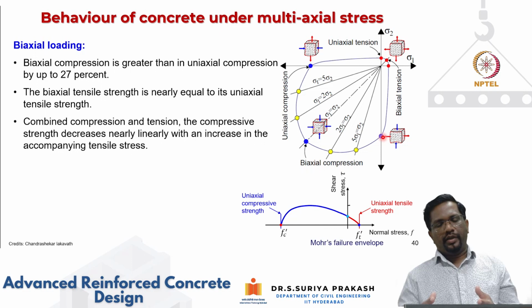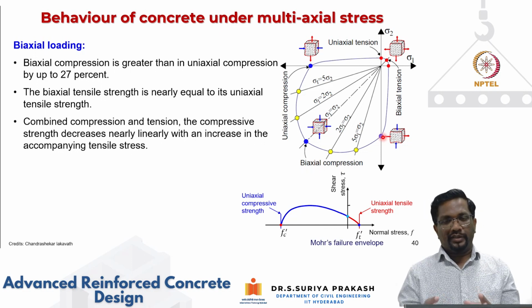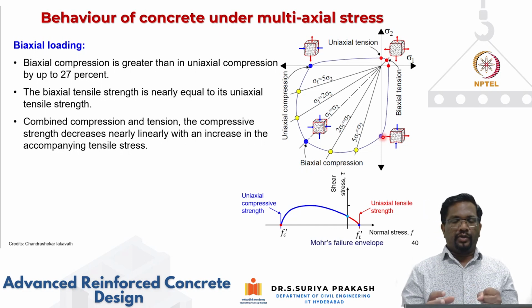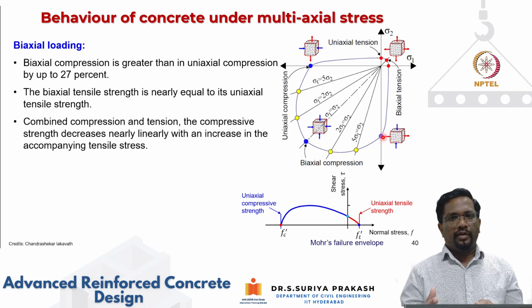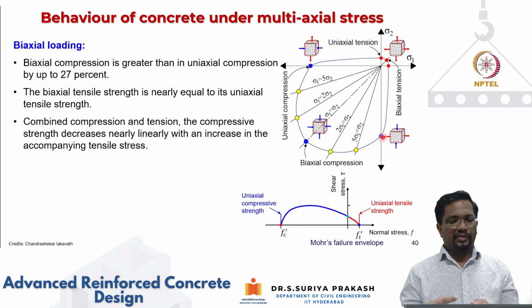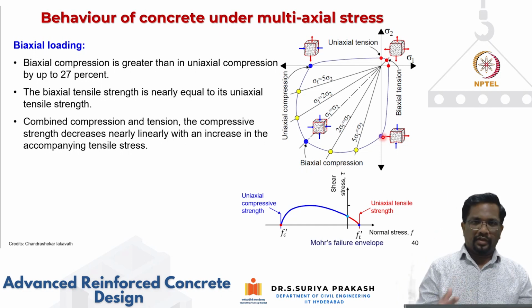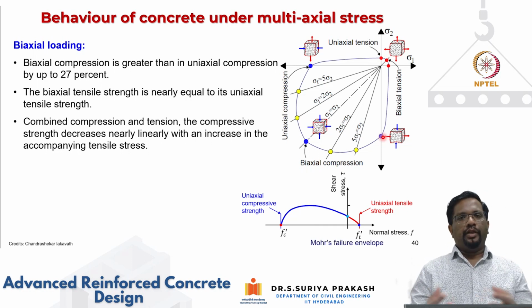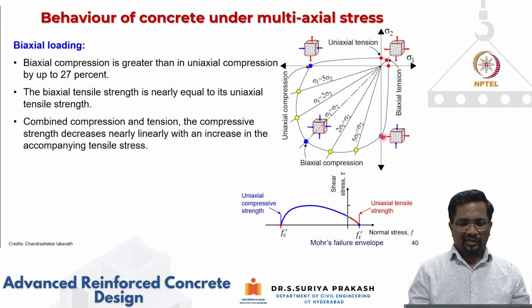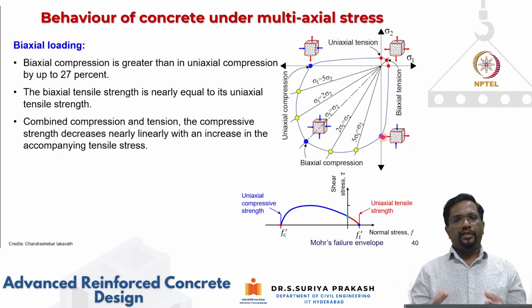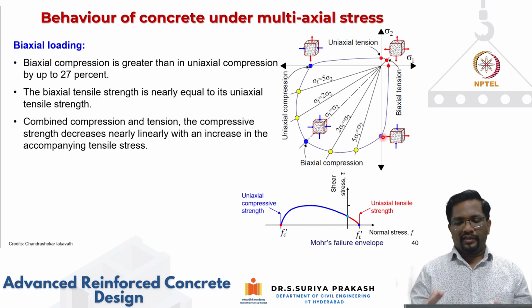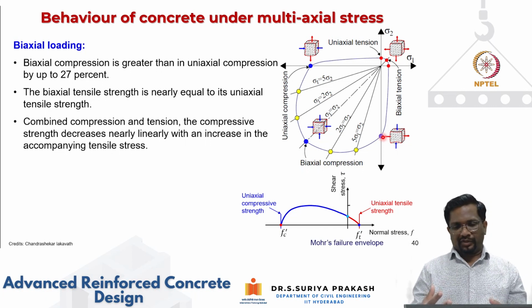Now, concrete is not an even material, it is an uneven material. That means it is going to have different compressive and tensile strength. Unlike metals like steel, which have nearly the same strength in compression and tension, concrete is a quasi-brittle material and it is also called an uneven material. It has different strength in compression and tension.